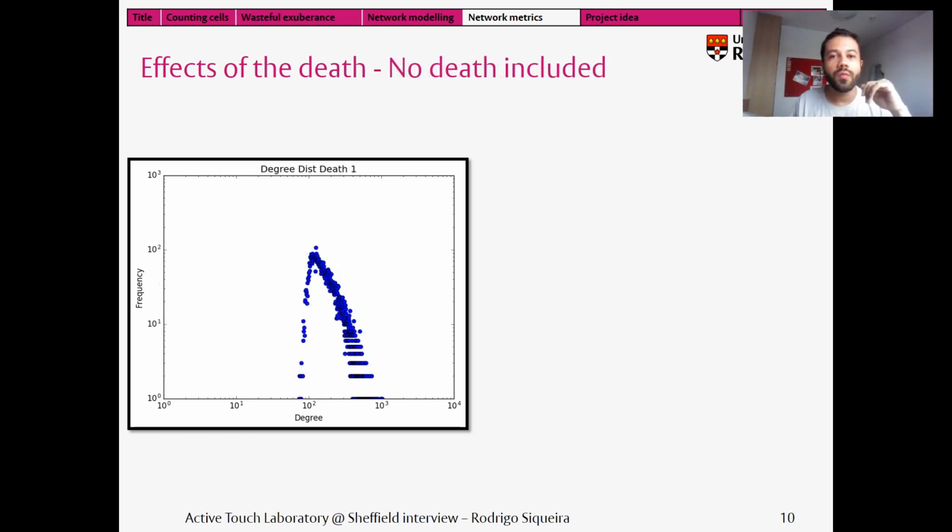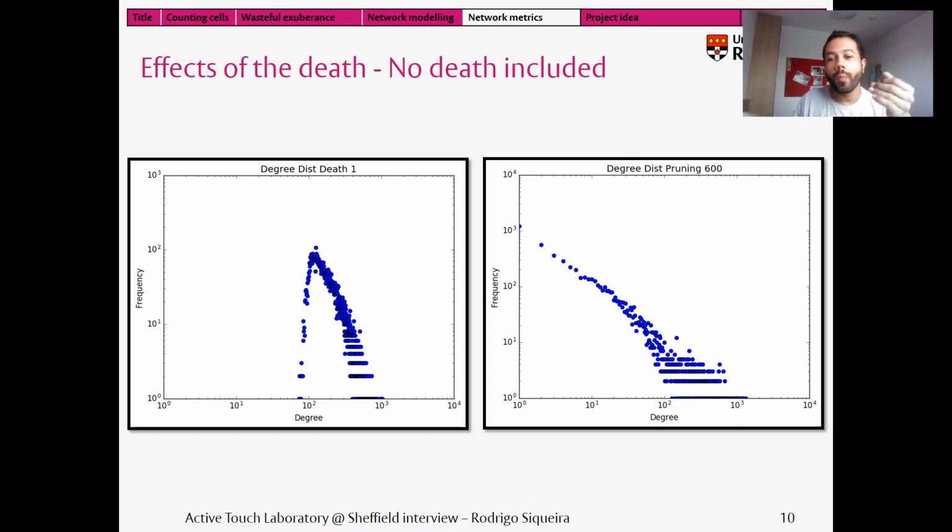So, could it be that if we remove the death completely, would it still be a power law? So that's what we did next. We removed everything. Again, I have the distribution from the beginning, just after one iteration. And with the synaptic pruning, we go back to a power law. So the death plays no role whatsoever.